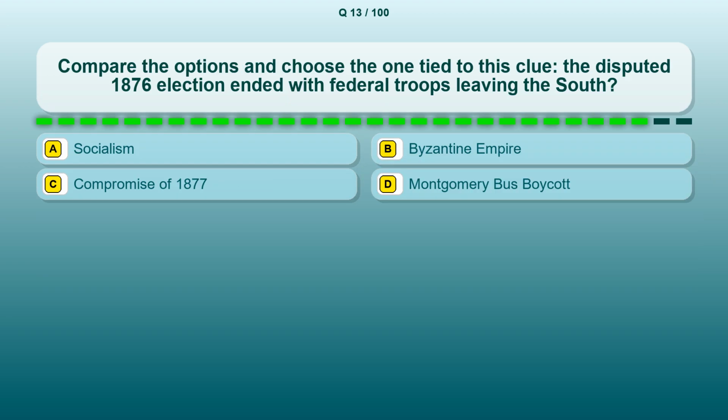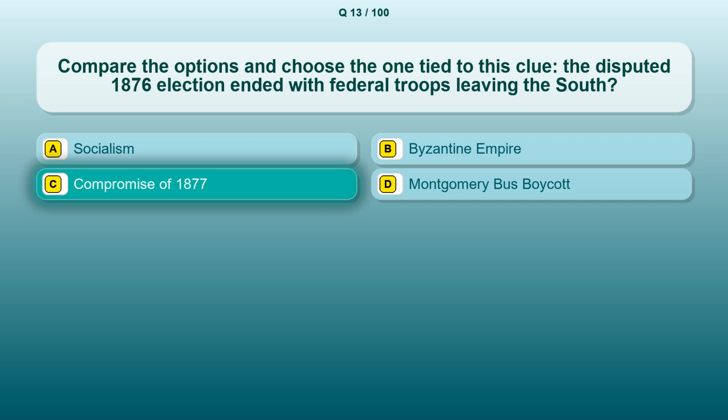Question 13. Compare the options and choose the one tied to this clue. The disputed 1876 election ended with federal troops leaving the South. Option A, Socialism. Option B, Byzantine Empire. Option C, Compromise of 1877. Option D, Montgomery bus boycott.